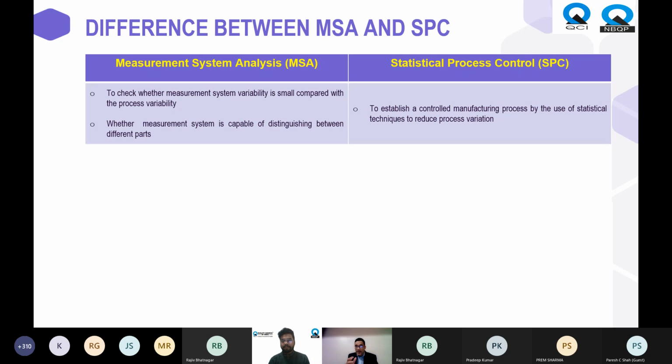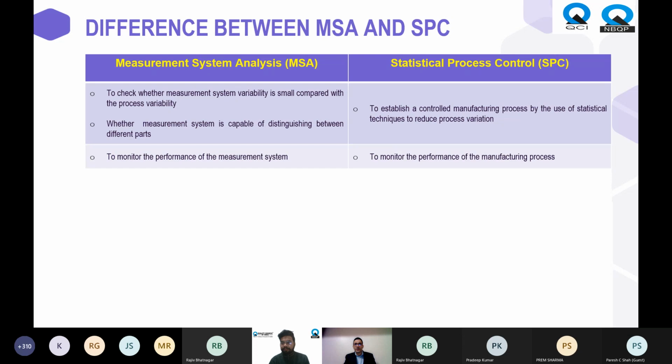MSA talks about that. Whereas SPC talks about establishing a controlled manufacturing process by the use of statistical techniques to reduce process variation. As we saw with the help of the control chart also, SPC tells you that my data is drifting, so you control the process. So it's more about controlling the manufacturing process, whereas MSA is about whether my system is capable of capturing data or not. Do I need to make some changes?